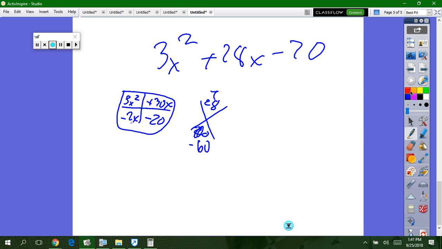And some people like that because then they can say, what does this row have in common? A negative 2. What does this row have in common? A 3x. What does this column have in common? An x. What does 30 and negative 20 have in common? A 10. So a lot of it's a similar thing. He just did it in an area model, just like we did in the past.